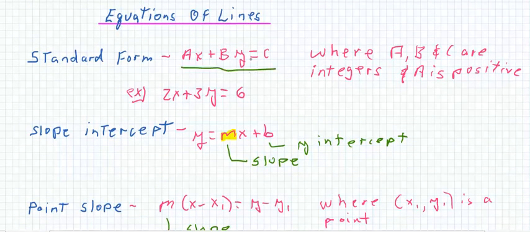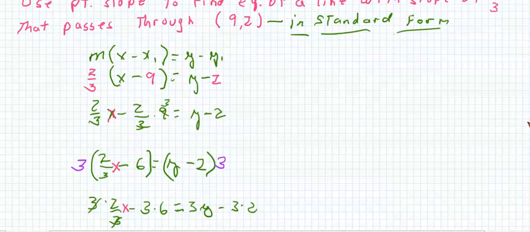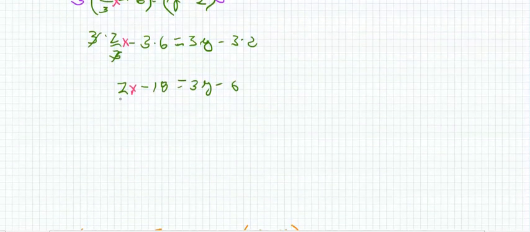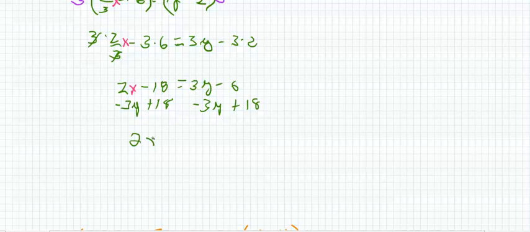If you remember, up here, standard form is written like this: ax plus by equals c. So start with the x. That's positive. We got to get rid of the 18, and we got to subtract the 3y. I end up with 2x minus 3y equals negative 12. That's all there is to it. This is in standard form.